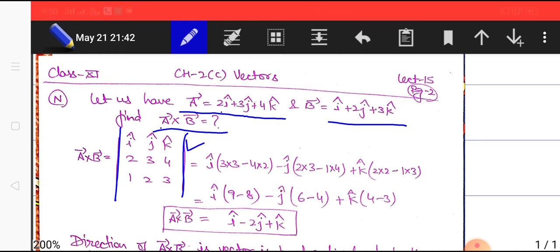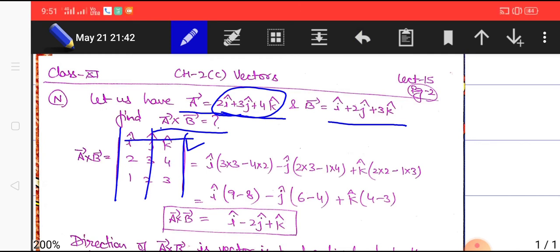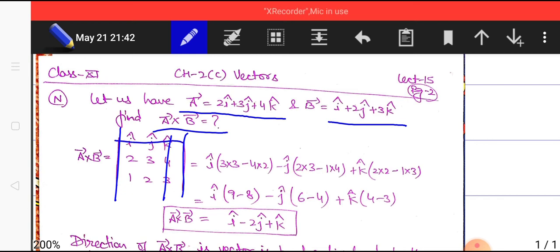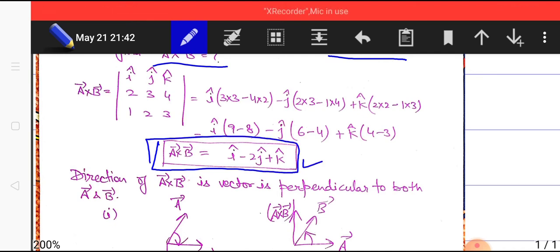Because it is A cross B, we will first write the coefficients of A: 2, 3, 4. Then we will write the coefficients of B: 1, 2, 3, and then repeat the same operation. After writing i, hiding the i column: 3 into 3 minus 2 into 4. Then hiding the j column and row: 2 into 3 minus 1 into 4. Then hiding the k column: 2 into 2 minus 1 into 3. So here it is 2 into 2 minus 1 into 3. After solving it like this, we got that the vector result A cross B is i minus 2j plus k.